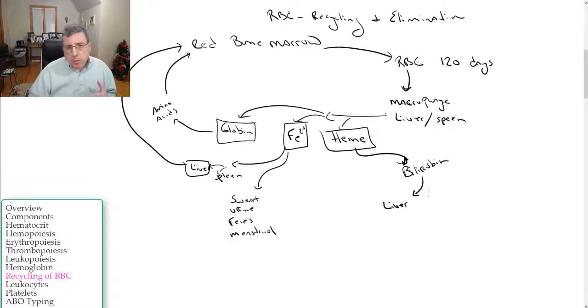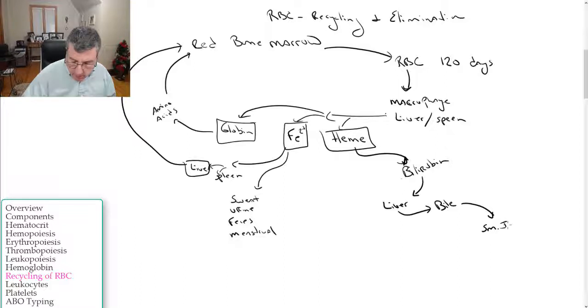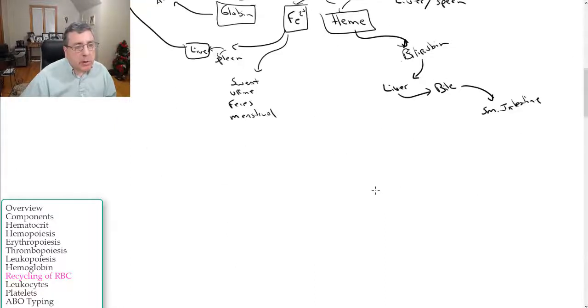Okay. Then bilirubin becomes part of bile. So let me go this way. I'm just doing that because I'm kind of starting to run out of space. So it goes to bile. Okay. Bile then goes to the small intestine. All right, I've got to bring this back up a little bit. Okay, so bile goes to the small intestine.